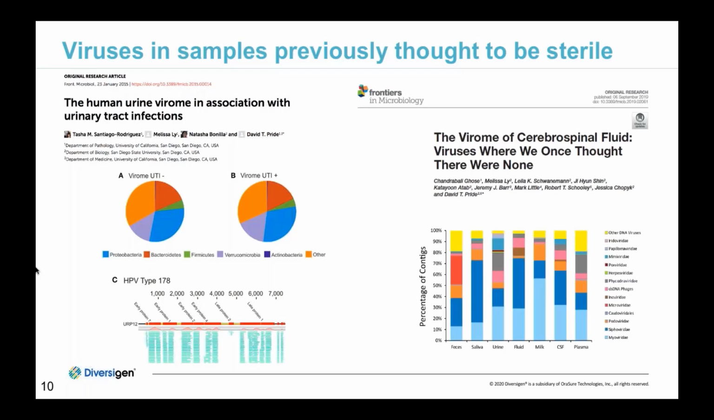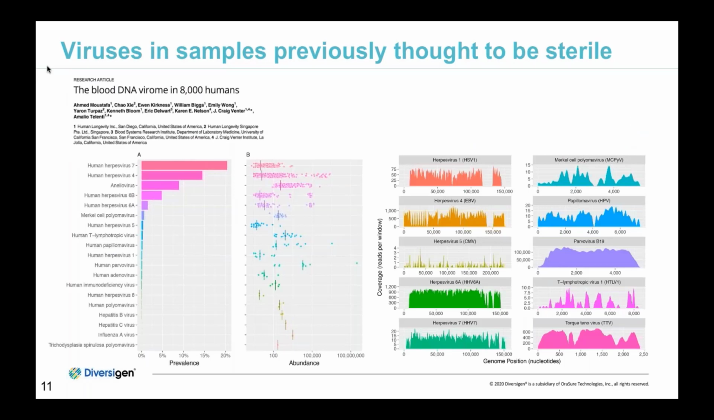Also, it is known that other sample types, such as cerebrospinal fluid, are a source of bacteriophages and other human and animal viruses, as you can see here in this particular study. Blood has also long been thought to be sterile unless there is an infection. Herpesviruses, anelloviruses, and poxviruses, all of them have been detected in blood samples.